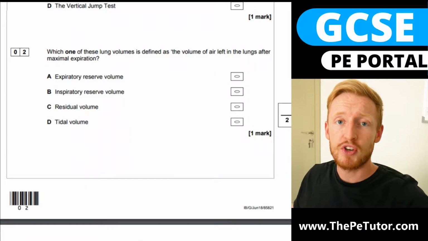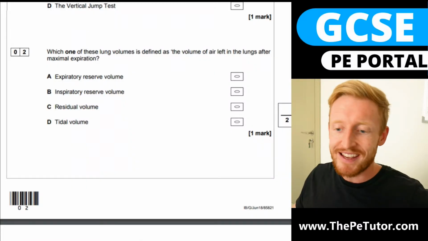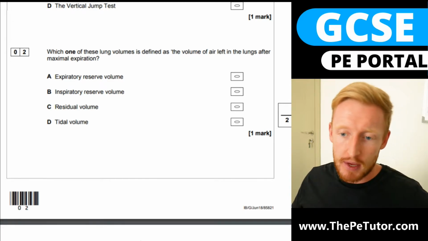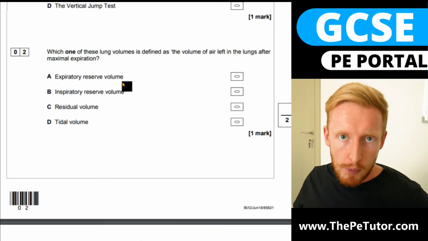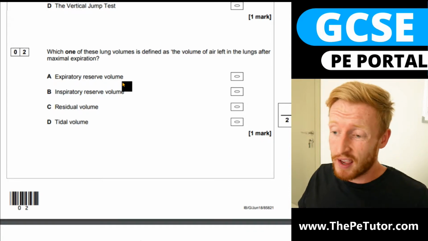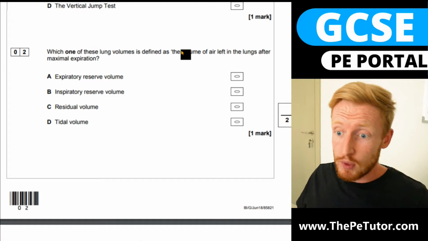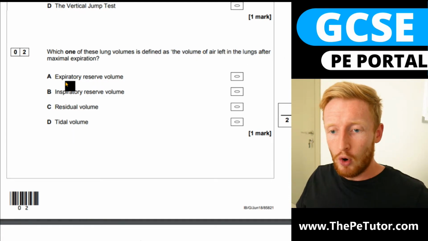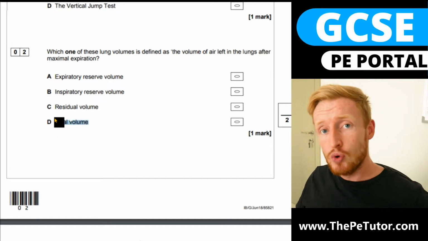So a popular topic of question for exams in sport or PE is spirometry, or your ability to read spirometer traces. Now in this example here, they're looking for a multiple choice answer, which is quite a simple way to get 1 mark, and they could give you it in 2 different ways: the definition, and then you have to give them the key term back, or they give you the key term and you have to define it for them.